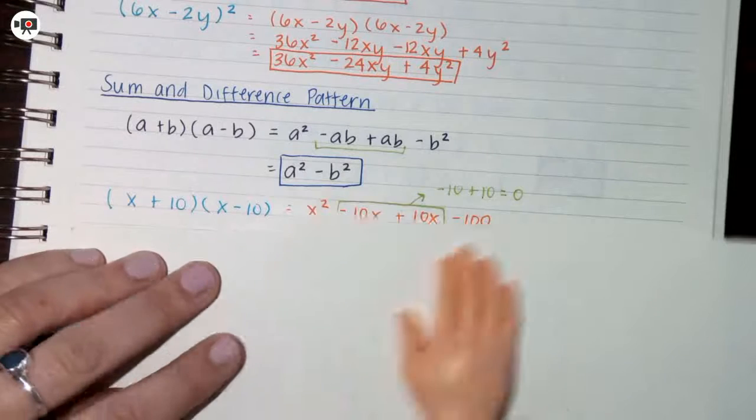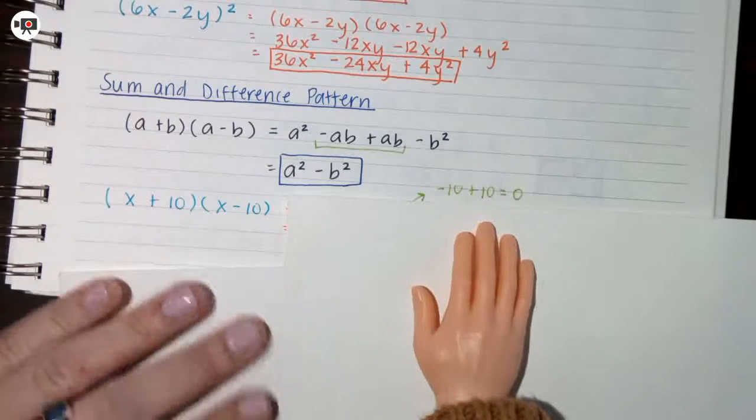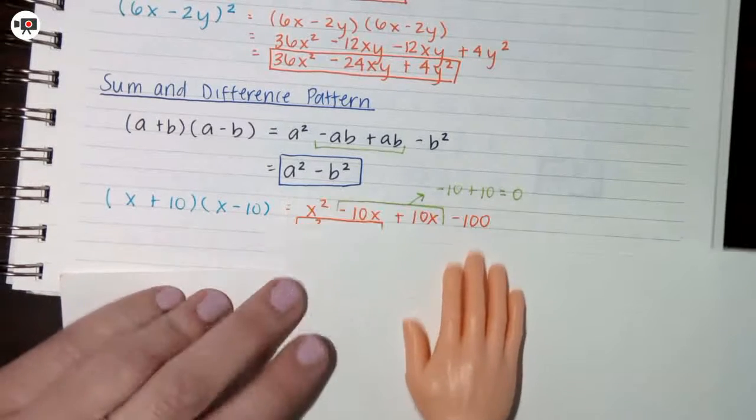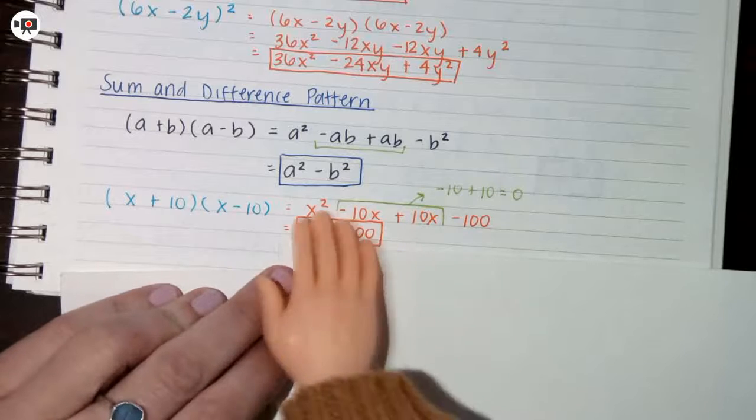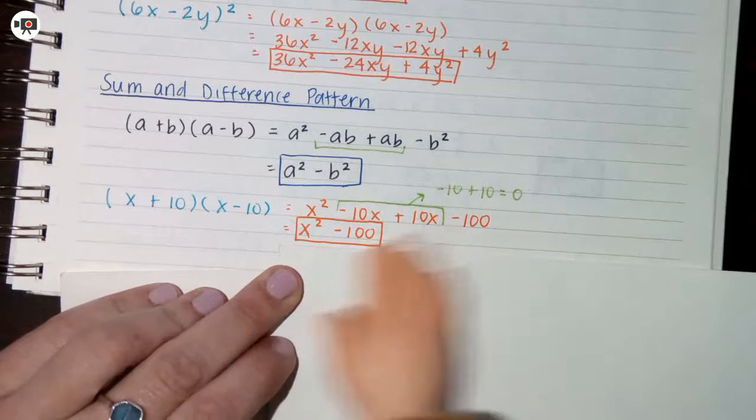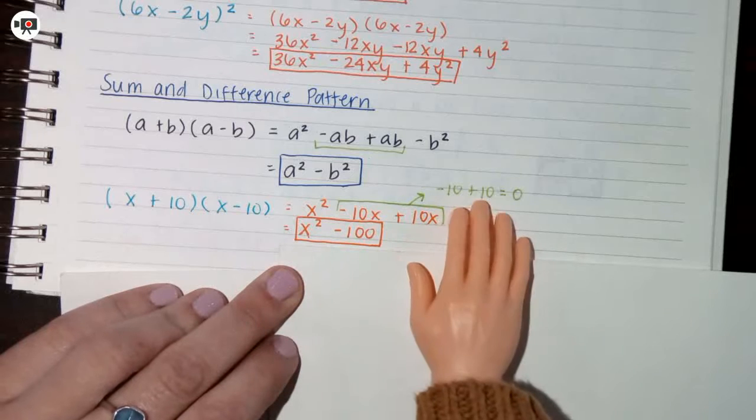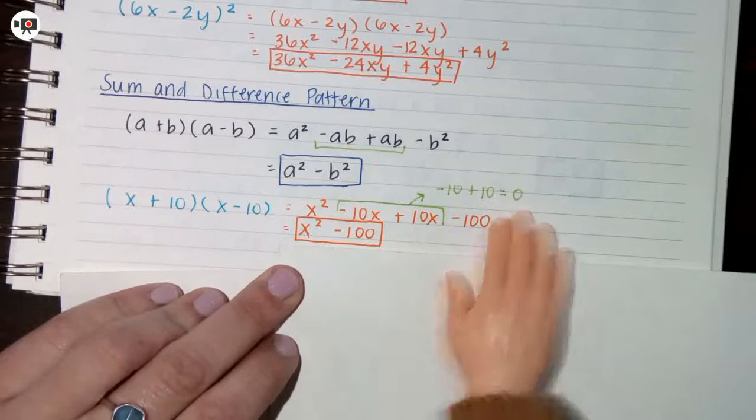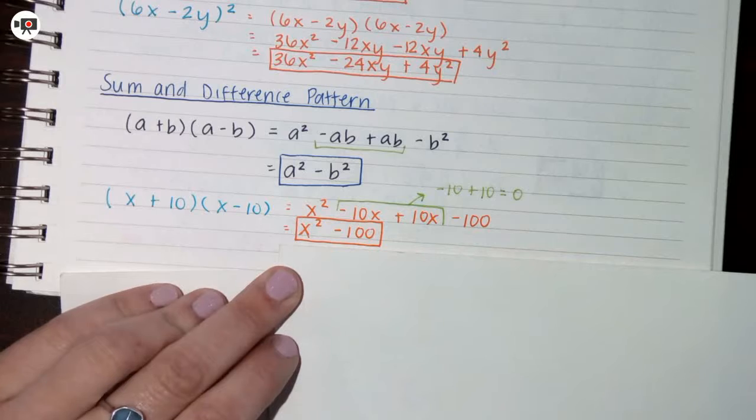So let's look at one with some numbers. x plus 10 times x minus 10. That's going to be x squared minus 10x plus 10x minus 100. So minus 10 plus 10 is 0. So I have x squared minus 100.